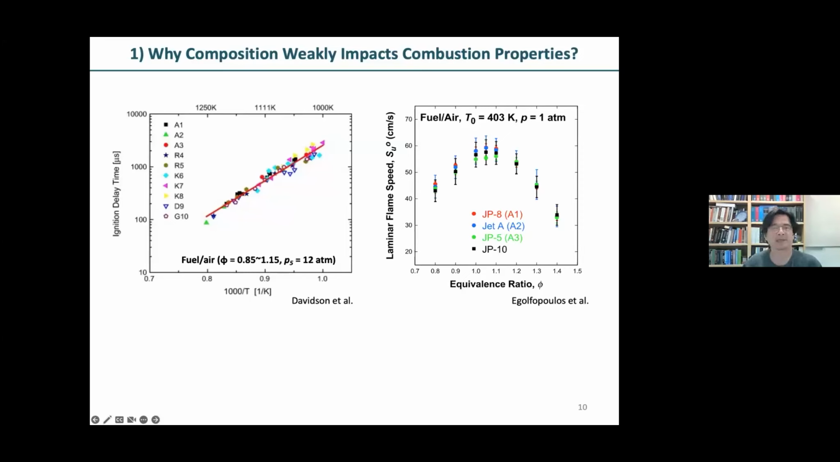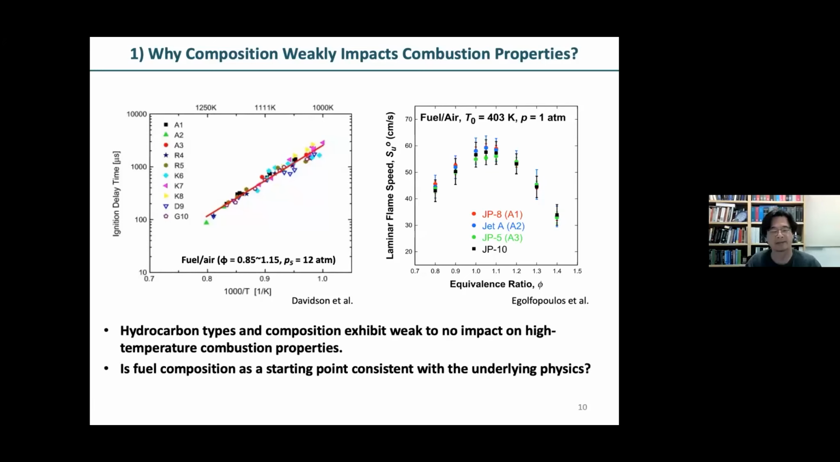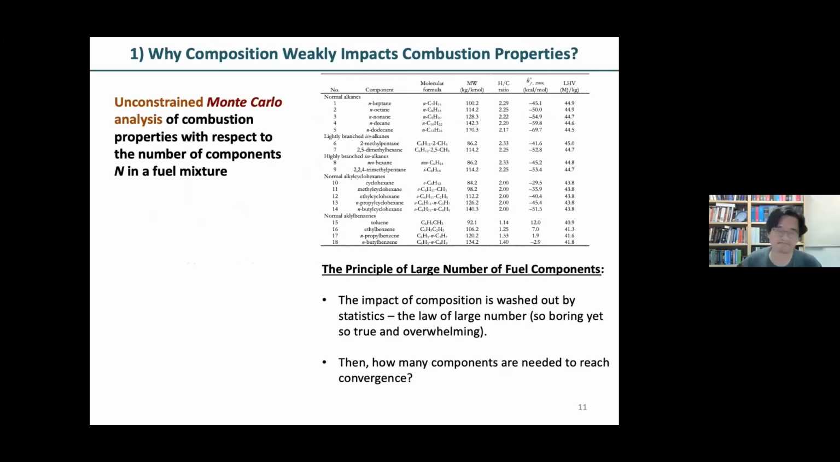So now that's interesting. If real multi-component fuels are more complex in terms of this combustion property to predict, why do they all exhibit the same basic combustion properties? This is a question we have to address first. So in summary, hydrocarbon types and composition exhibit only weak to no impact on high temperature combustion properties, and therefore is a fuel composition as a starting point consistent with underlying physics is the question we started to ask when we started with this HyChem related work.